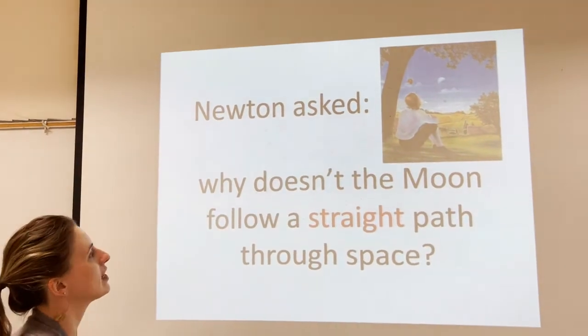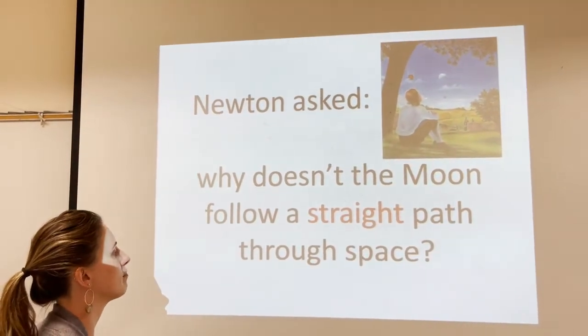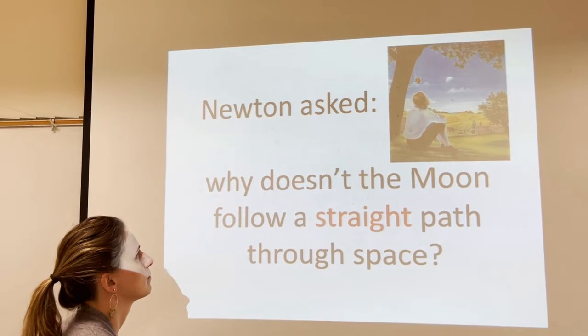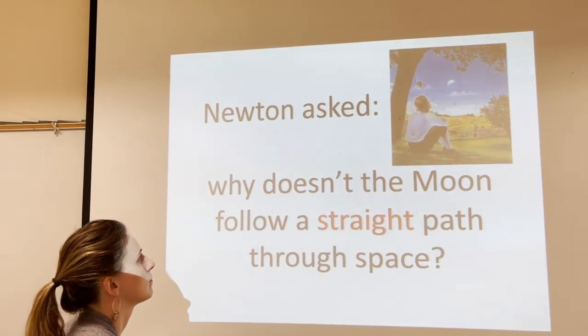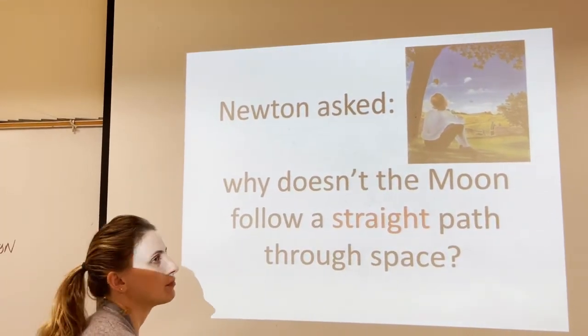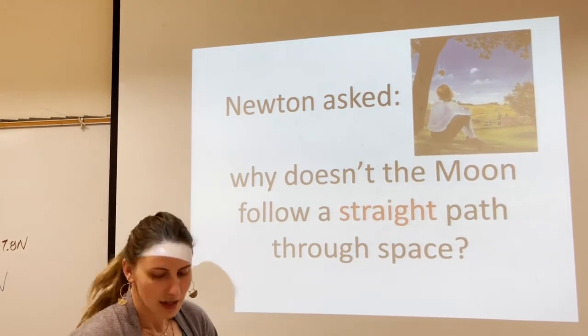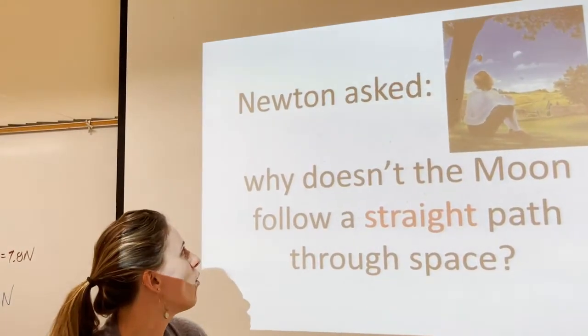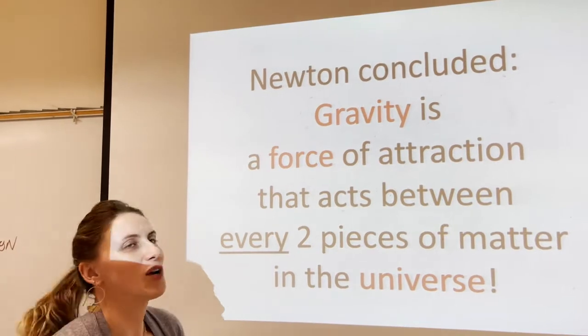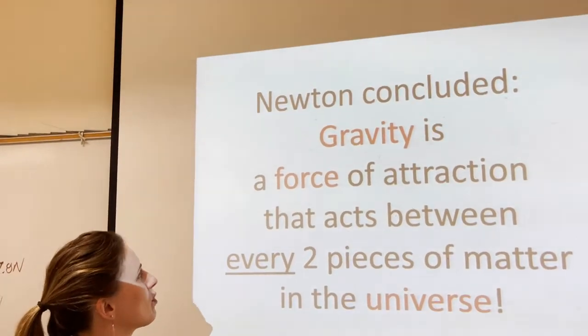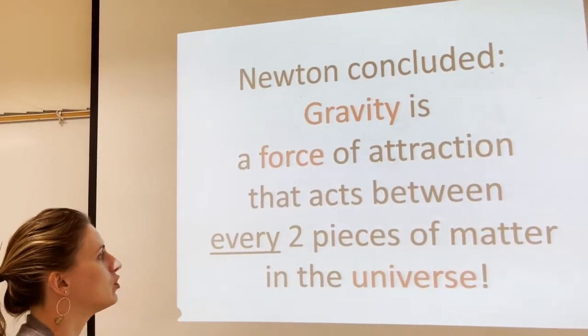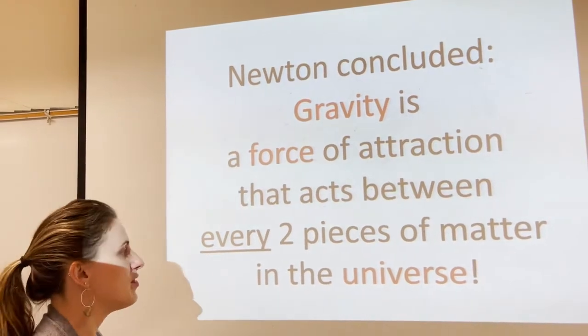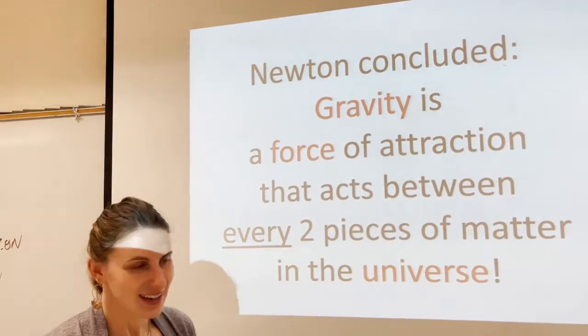Newton asked, why doesn't the moon follow a straight line path through space? An object in motion, with constant velocity in a straight line path, remains in motion unless acted on by an outside force. So why doesn't the moon follow a straight line path? What force is keeping it in orbit around us? And it is gravity. Gravity is a force of attraction that acts between every two pieces of matter in the universe. This is a very large statement.